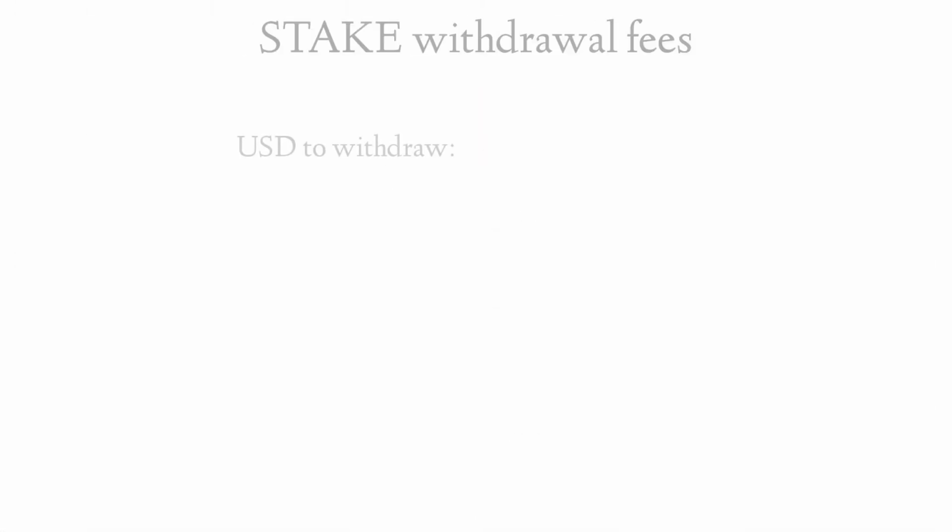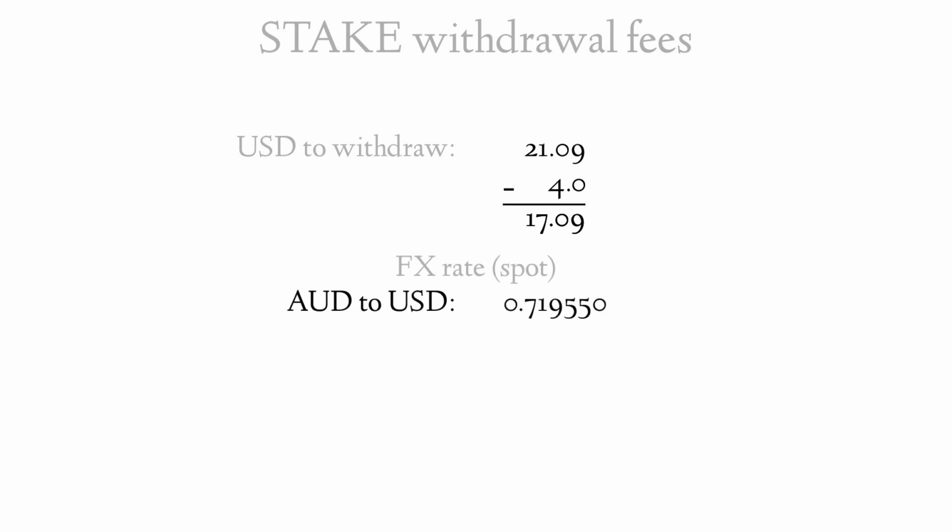So in this scenario, we had $21.09. You would minus $2 for the foreign exchange fee and then another $2 for the bank processing fee. That would bring the amount of US dollars we're going to send to Australia down to $17.09. Then we'll just need to convert the foreign exchange rate into US to Australian dollars.